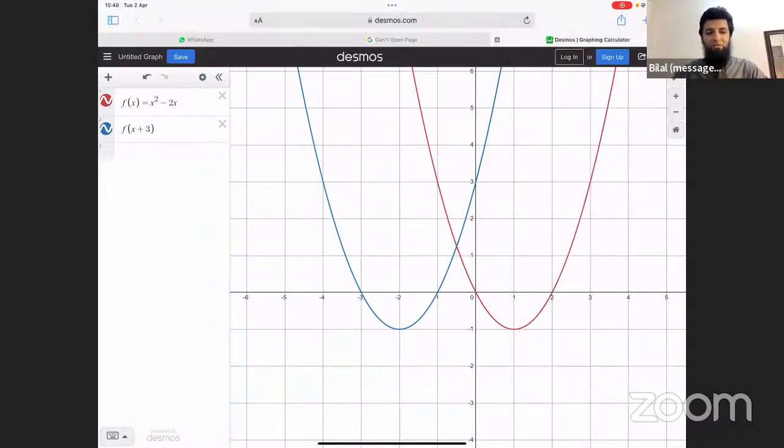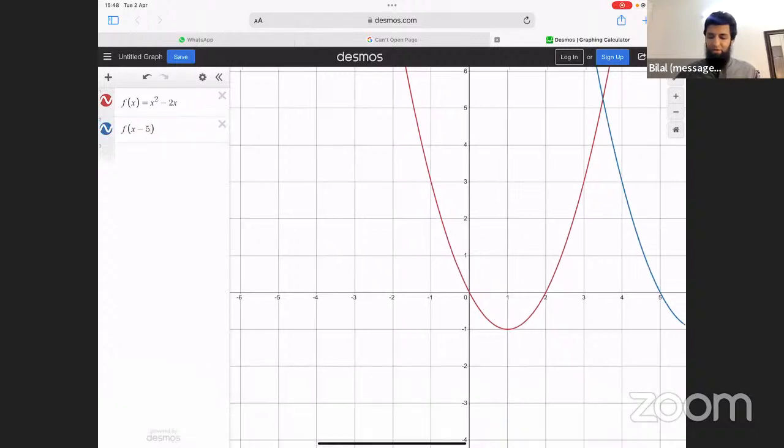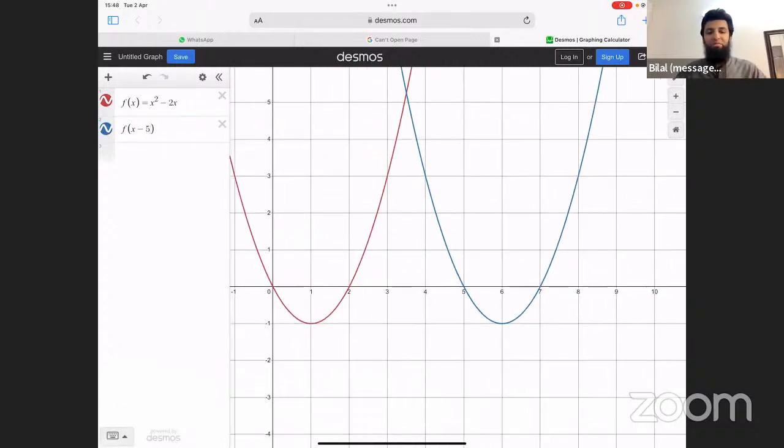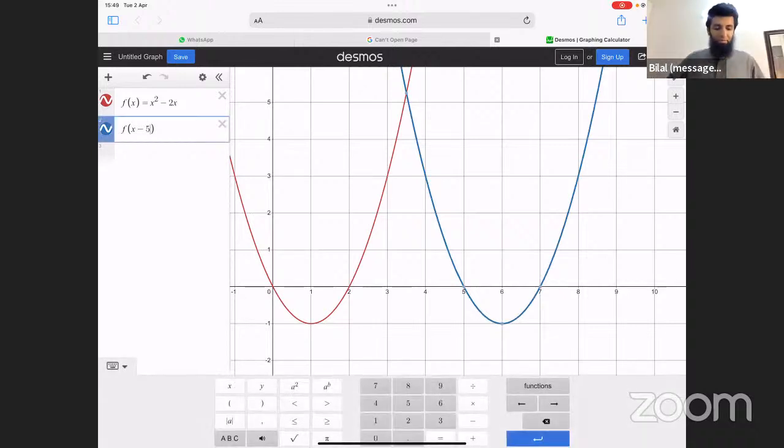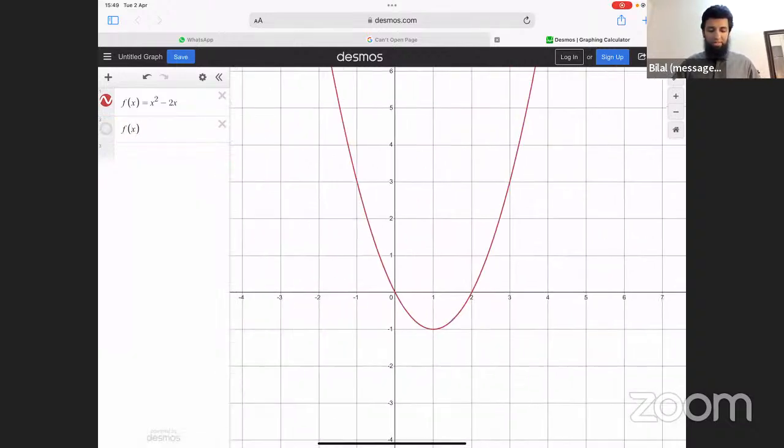In horizontal transformations, we discussed this earlier, it's a bit counterintuitive. You just need to remember it's the opposite of what it looks like. F of x plus 3 would mean the graph moves to the left. If it was f of x minus something, let's say minus 5, the graph would move to the right. So plus means left here, minus means right. Is that okay? So in horizontal transformations, it works the other way around. Any problem with this? Does that make sense?